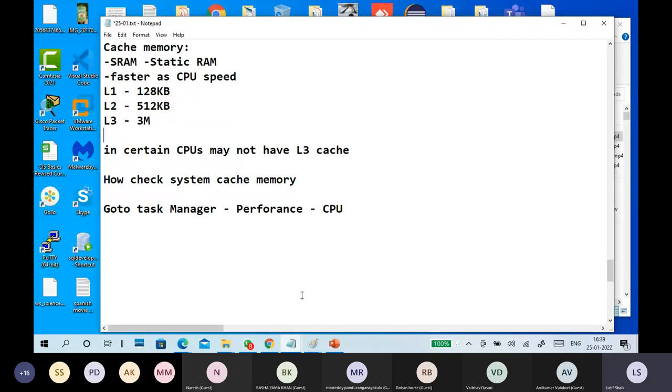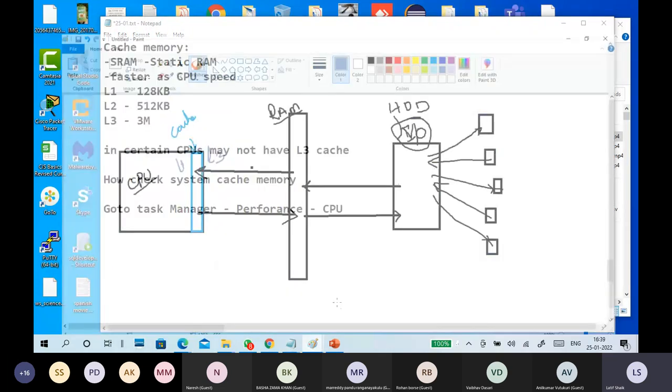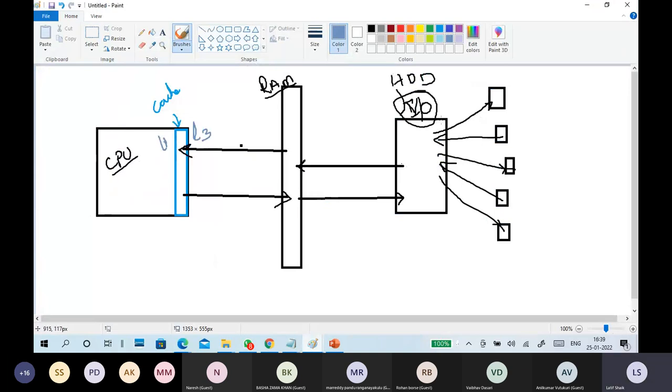What is the use of this cache memory, guys? When you see the picture, whenever data is loading from your I/O devices, hard disk, or anything, from outside to your RAM, RAM loads the data and instructions and gives them to your CPU. But RAM speed is different, CPU speed is different. CPU is higher, RAM is lower.